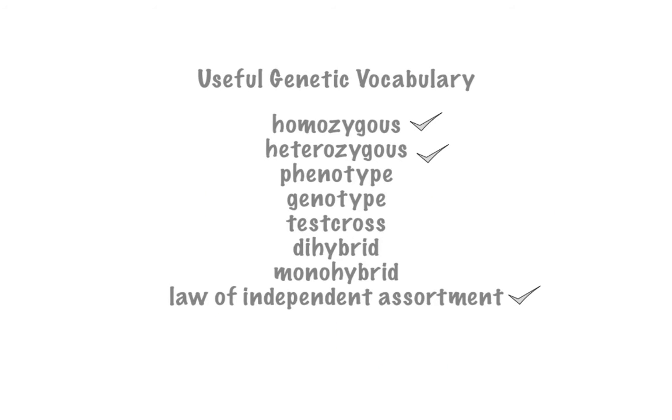All right. Well, that checks off three terms: homozygous, heterozygous, and the law of independent assortment. Okay, again, remember, independent assortment is how the alleles get picked, whichever one gets picked, it's a random event.